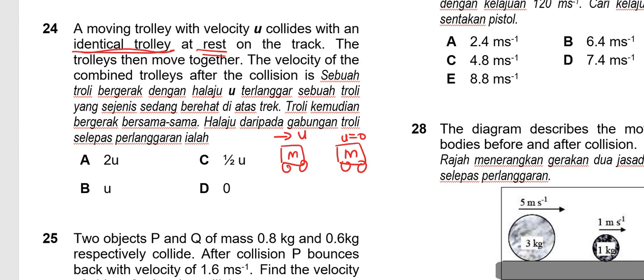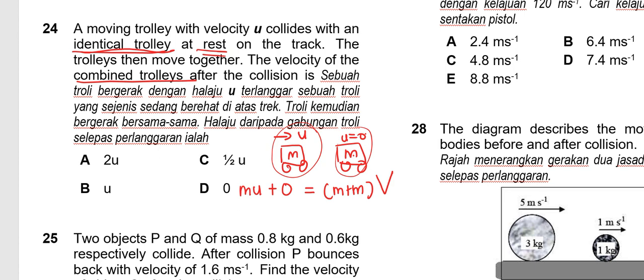The velocity of the combined trolley. Combined trolley means proof that this is inelastic. So before collision, m multiply u campur this m multiply 0. So 0 lah. Okay, this one mu, this one m times 0, 0 lah. And after collision, they combine, right? So m plus m, and they will go with the one velocity v.